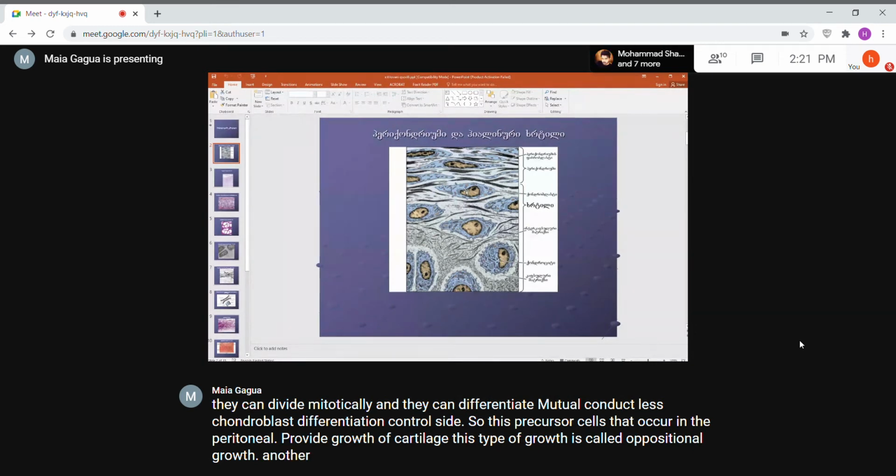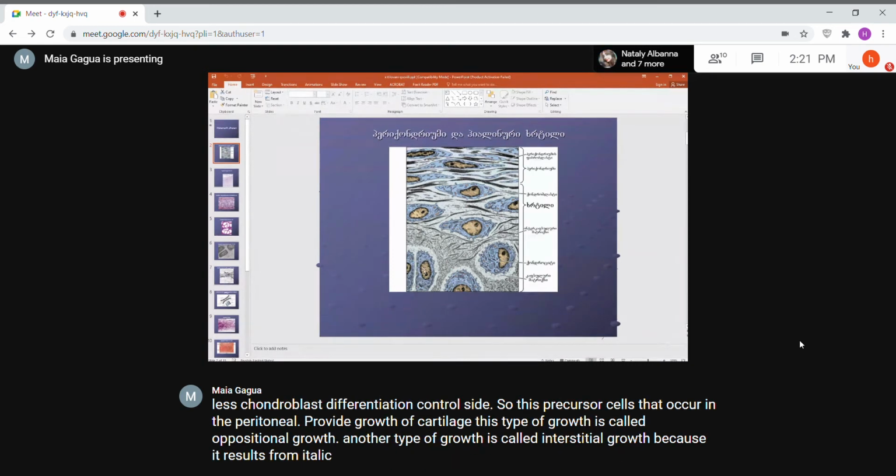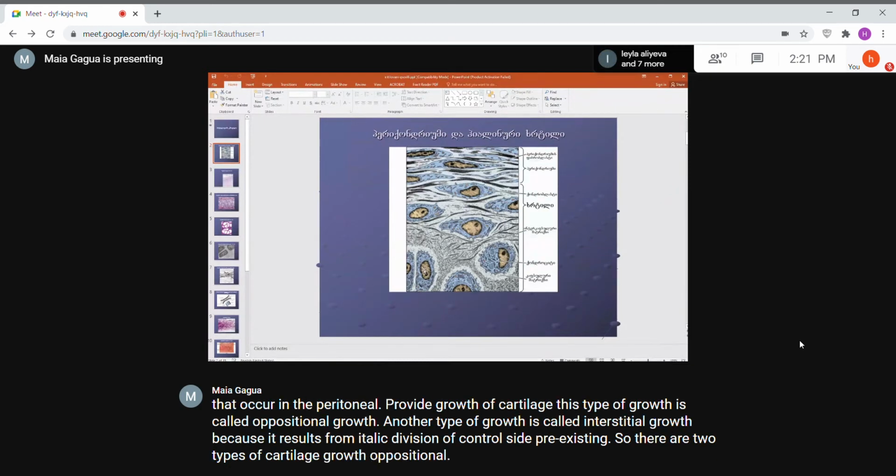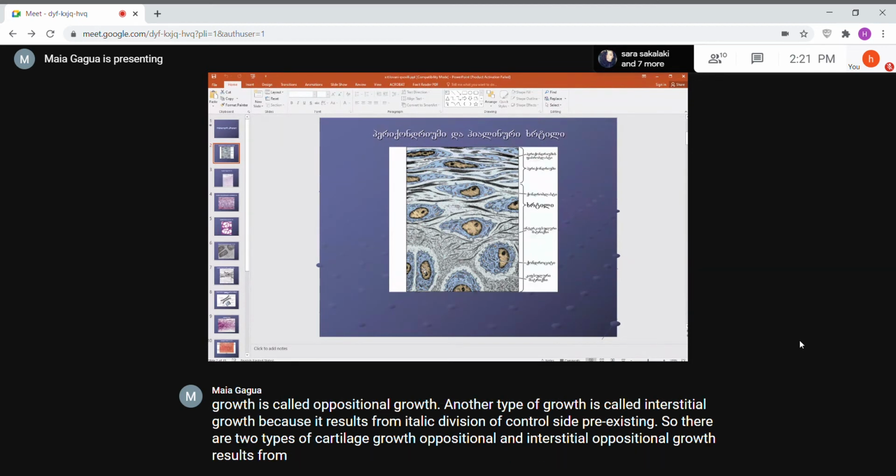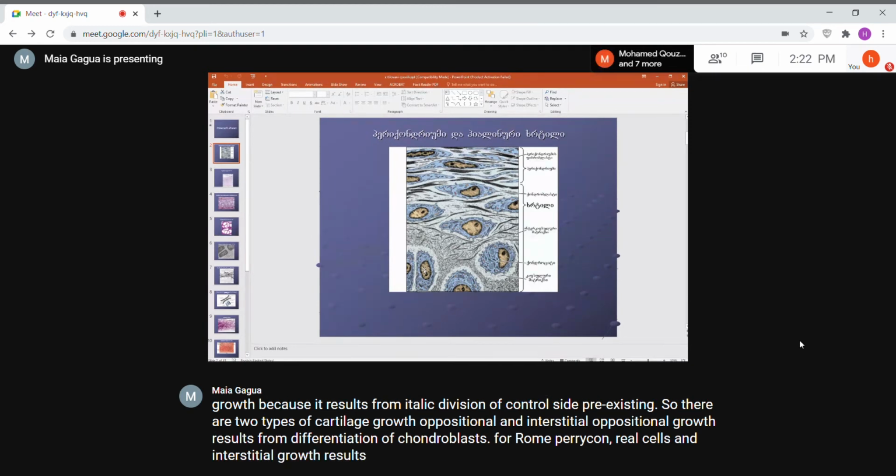Another type of growth is called interstitial growth because it results from mitotic division of pre-existing chondrocytes. So there are two types of cartilage growth, appositional and interstitial. Appositional growth results from differentiation of chondroblasts from perichondrial cells, and interstitial growth results from division of chondrocytes which are in the cartilage.